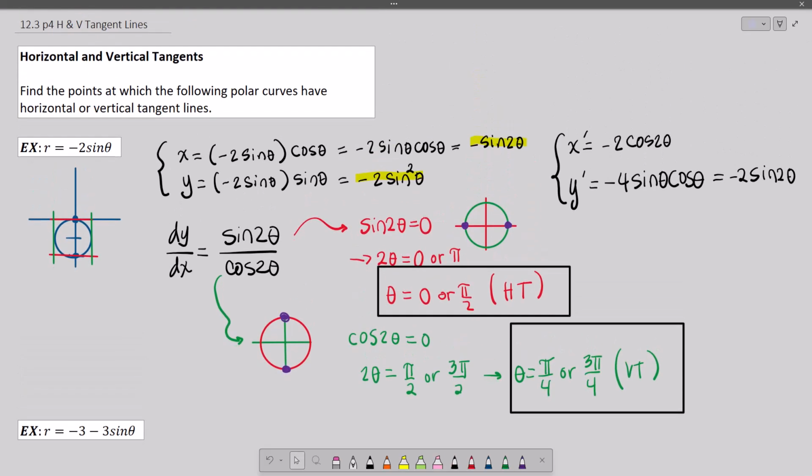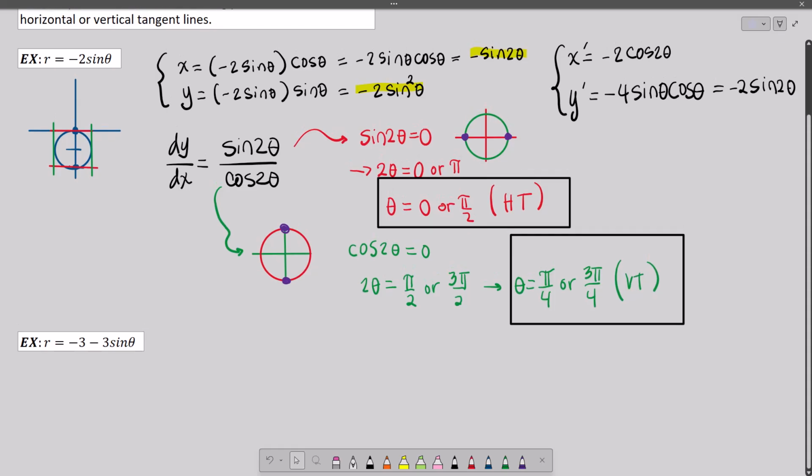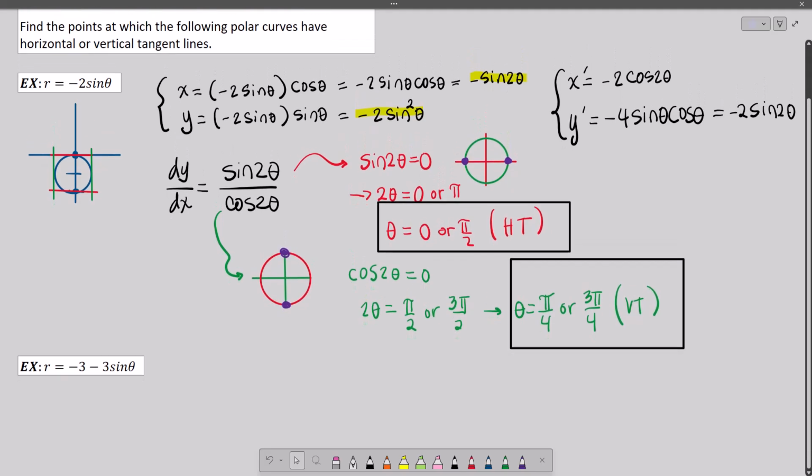So this says find the points at which the following happens. So these are the angles where it happens. The book's not super clear on whether we want to write our points in polar or in Cartesian. So if it's vague, you could do either. If we are given angles, it probably is a little easier to do them in polar. You could convert to Cartesian, but that's going to be more work. Let's not go with more work.